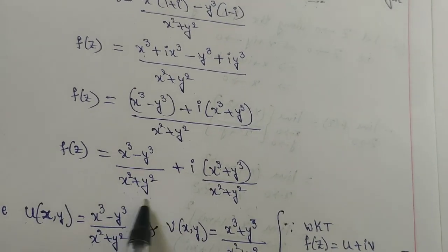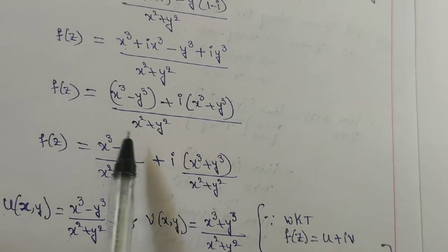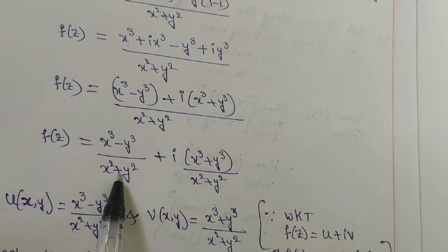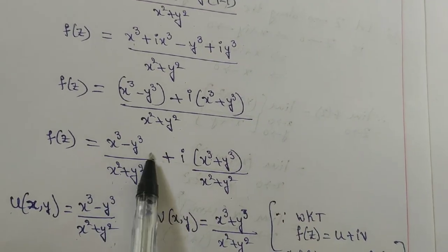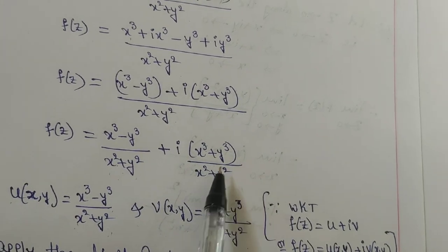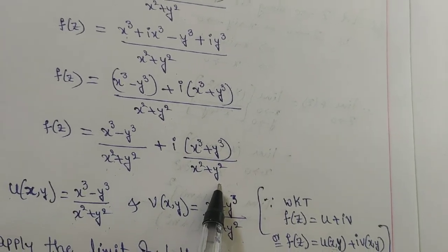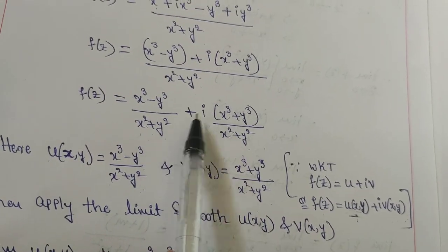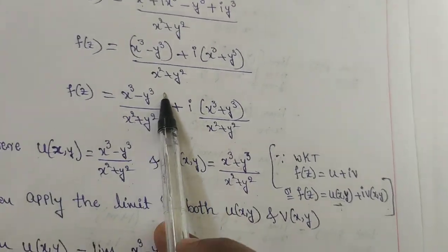Next, here we can separate the denominator. That means (x cube minus y cube) by (x square plus y square) plus i into (x cube plus y cube) divided by (x square plus y square). It looks like u plus iv, so we can extract the u value.